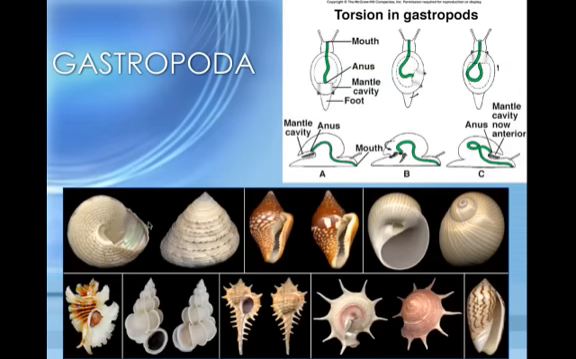The next group of mollusks are the gastropods. This is the largest class of mollusks. There's over 40,000 living species. Most are marine. They exhibit something called torsion.